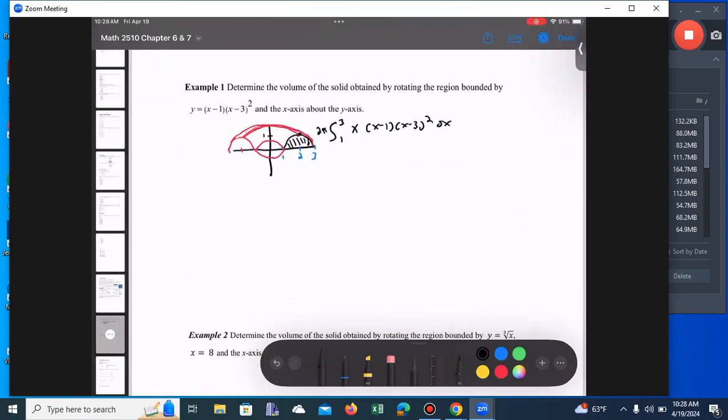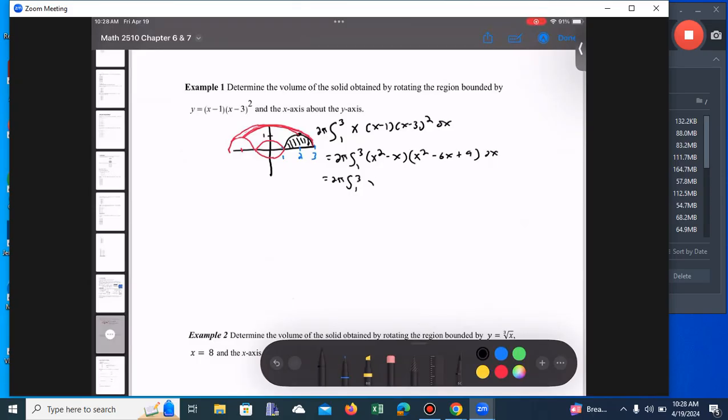Now, we're going to want to FOIL this out and get a whole polynomial that we can integrate. So we'll do 2 pi, limits 1 to 3, x times x squared minus x. And this will be x squared minus 6x plus 9 dx. And then FOIL that out.